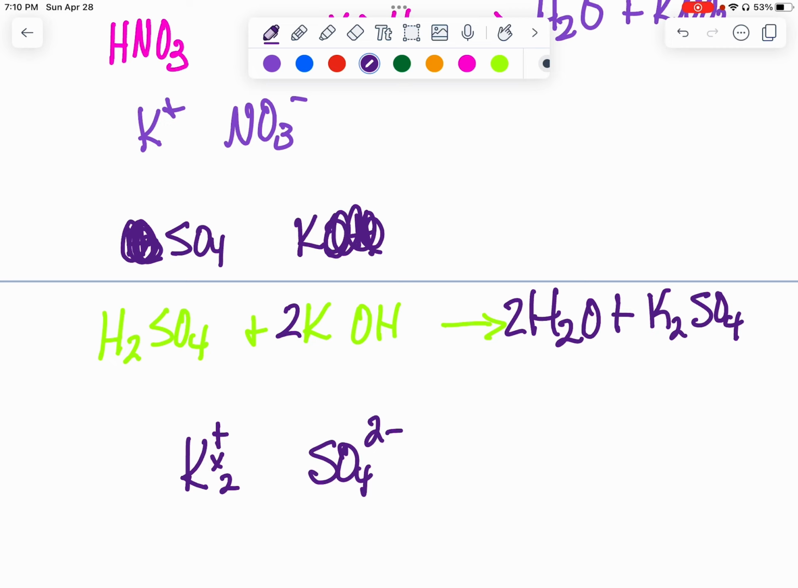And that is how you write the water, and then whatever's left is the salt. Remember, acid and base always make water and a salt. Take the water out, look at what's left, write the formula correctly, balance it, you're done. Now go get it.